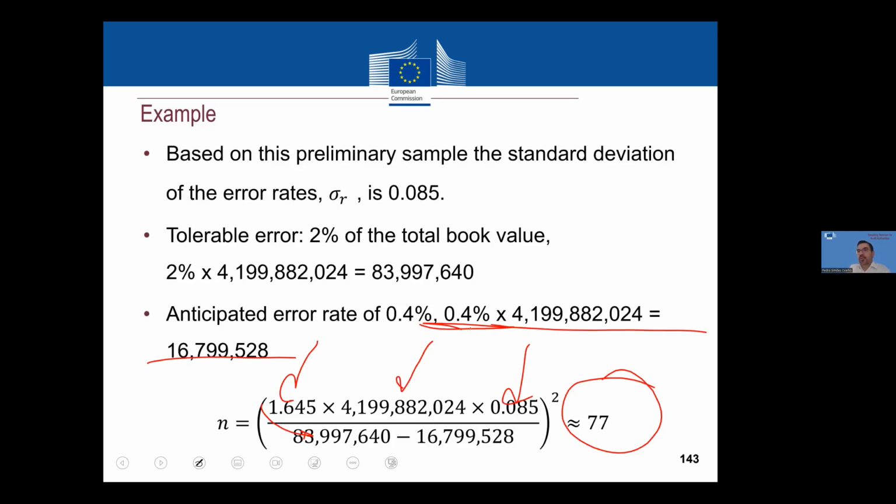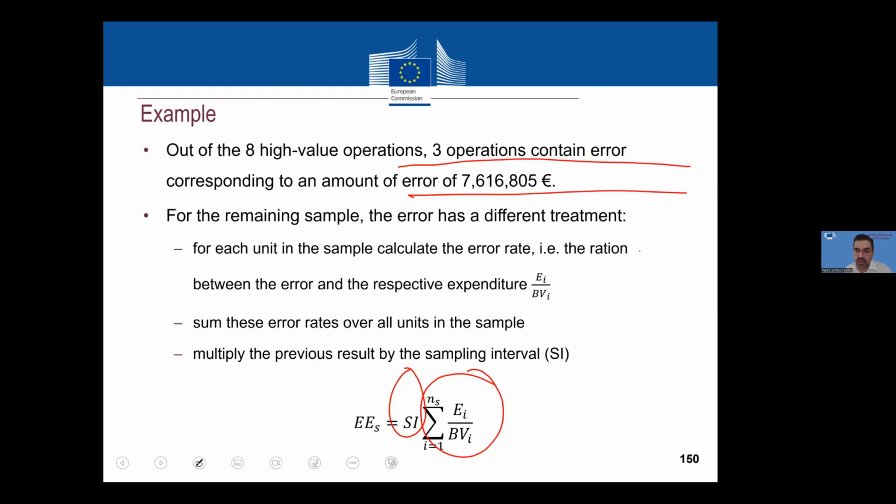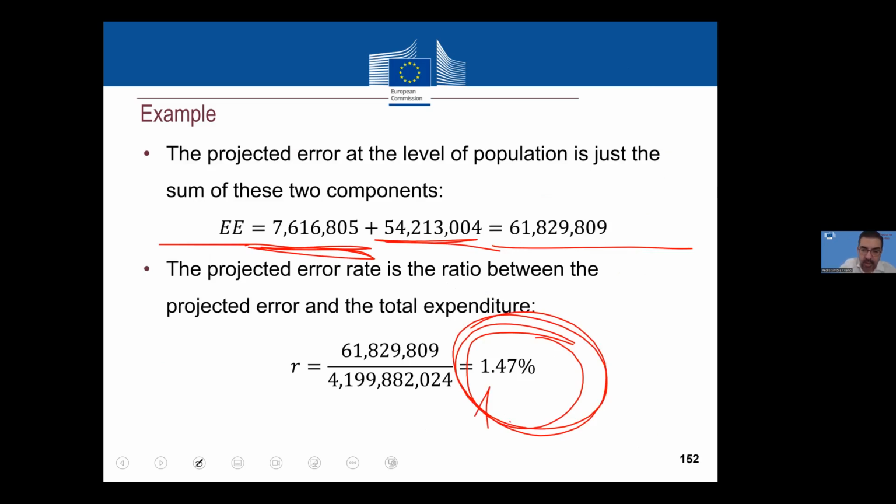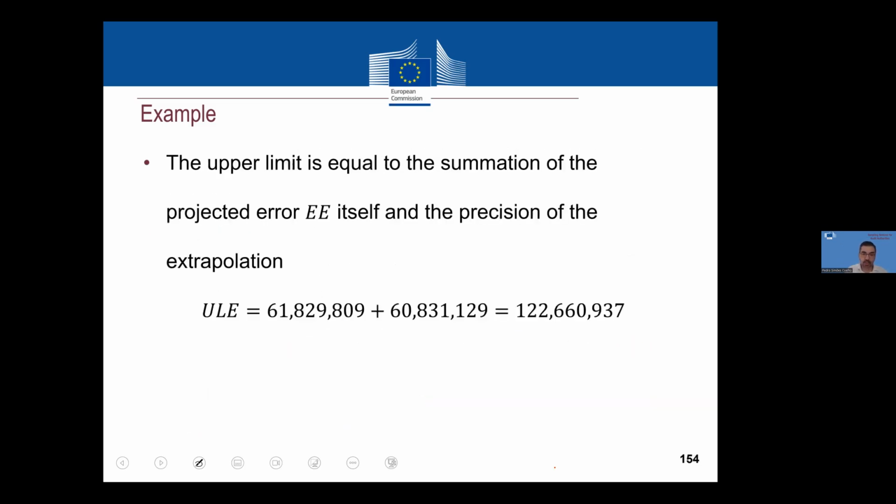So with an anticipated error rate of 0.4%, there is no way we would get conclusive results, because the planned precision is 2 minus 0.4, which is 1.6. If I'm asking for a precision of 1.6 for a projected error in the neighborhood of 1.5, it means that this upper error limit will be very high, above 3% or so, which means that results in this case would be very much inconclusive. But again, the only reason was a too optimistic approximation of the anticipated error rate. And this is it about our example.